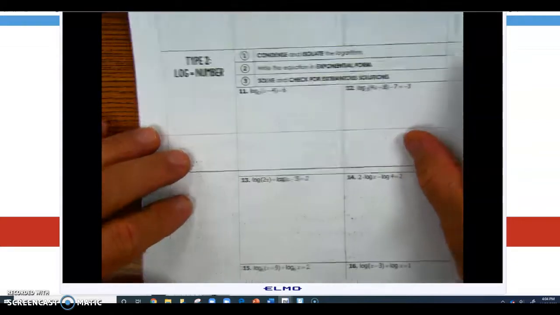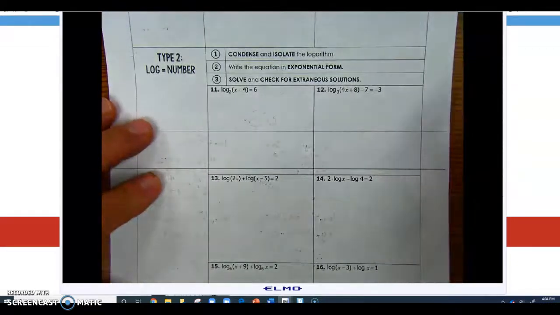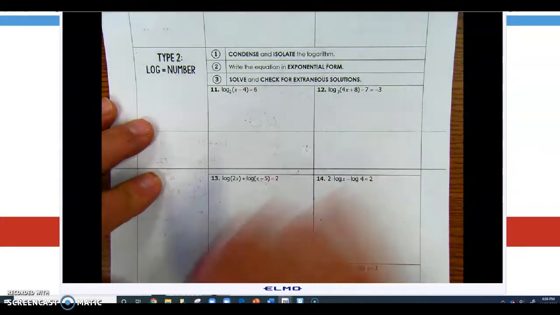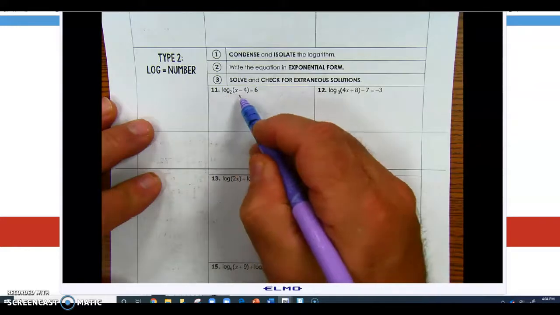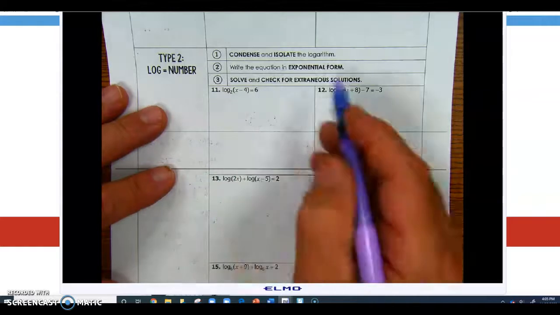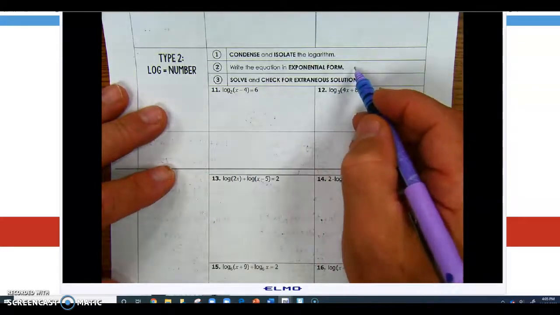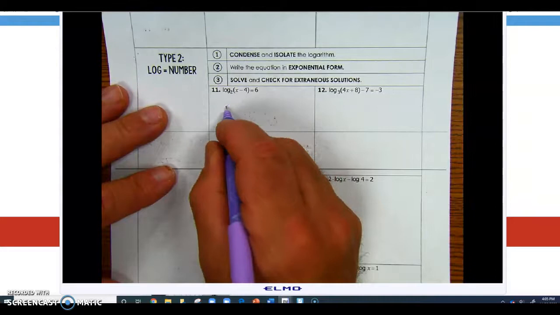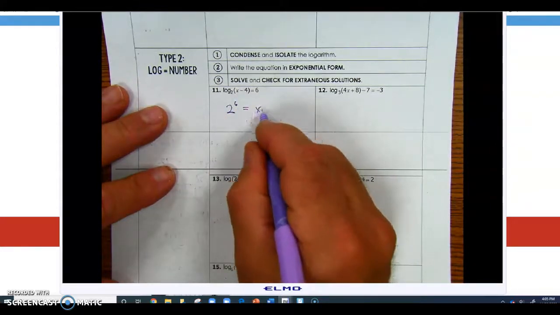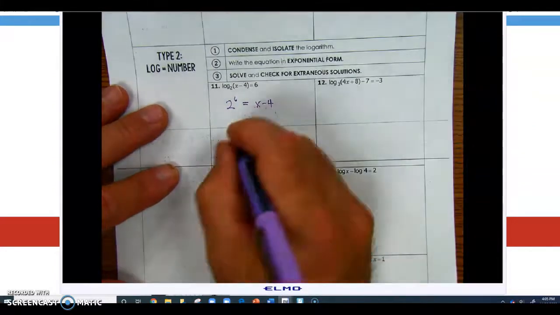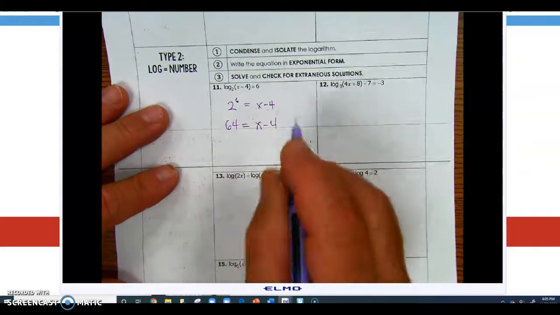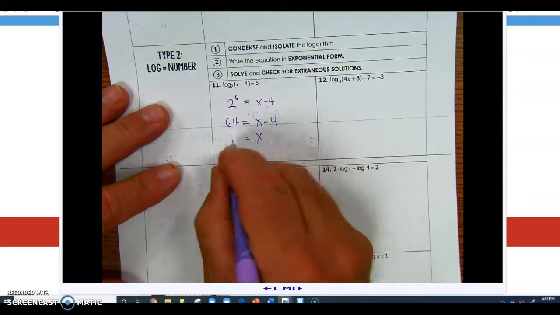Let's go to the type 2 questions, okay? Condense and isolate the logarithm, write it in exponential form, solve and check for extraneous. So this logarithm is condensed and it is isolated, so let's convert it. So let's go to step 2. Let's write it in exponential form. Take the base, raise it to the 6th power, and put it equal to x minus 4. That's 64 equals x minus 4. So add 4 to both sides. X equals 68.